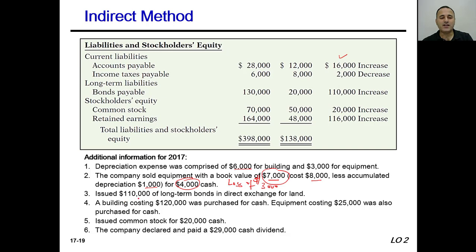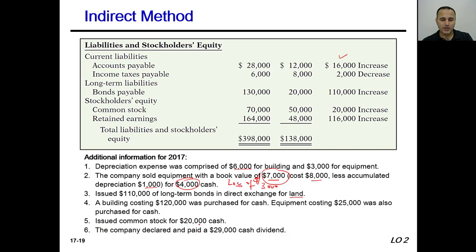Issued $110,000 of long-term bonds in exchange for land. So the company purchased land, but instead of paying cash, they issued $110,000 worth of long-term bonds. A building costing $120,000 was purchased for cash. Equipment costing $25,000 was also purchased for cash.